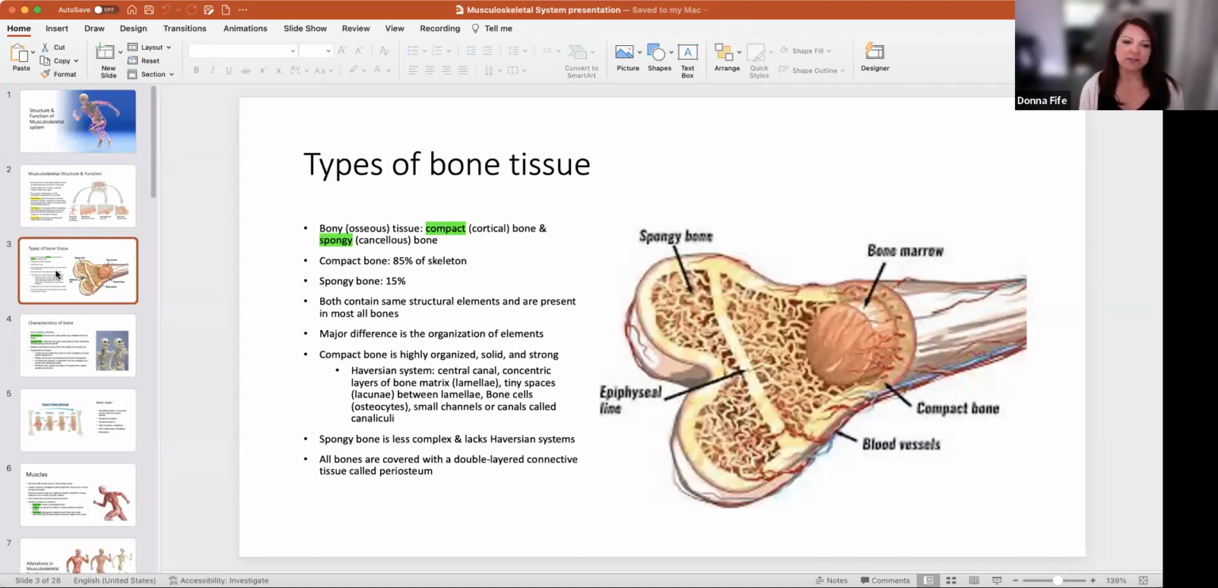And there's the Haversian system: the central canal, concentric layers of bone matrix called lamellae, tiny spaces between the lamellae called lacunae, which hold the bone cells or osteocytes, and small channels or canals called canaliculi. Spongy bone is less complex and lacks the Haversian system. All bones are covered with a double layer of connective tissue called periosteum.